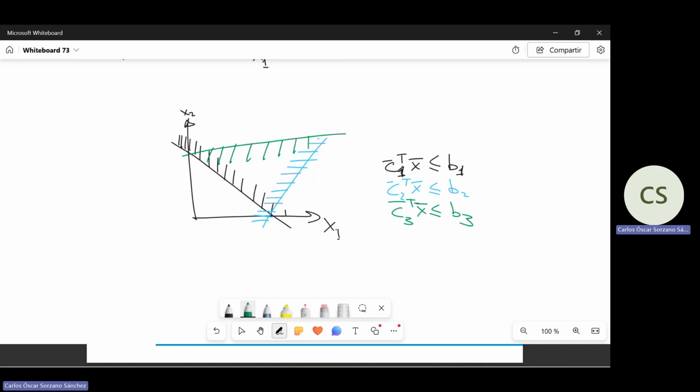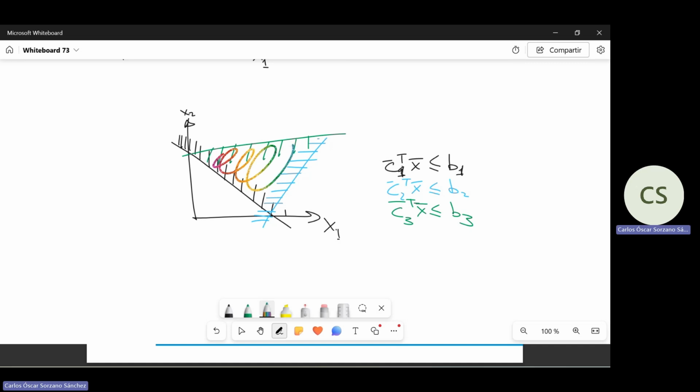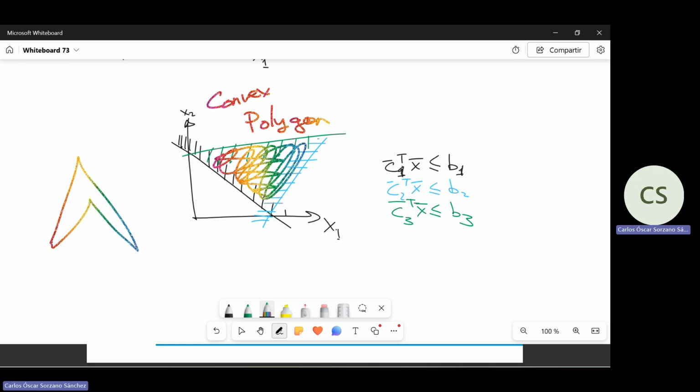What I'm trying to convey here is that the feasible region is always a polygon. All this region here must be a polygon, and it is a convex region. This is also a polygon, but it is not convex. So if you have a set of linear constraints, the feasible region has to be a convex polygon. Okay.